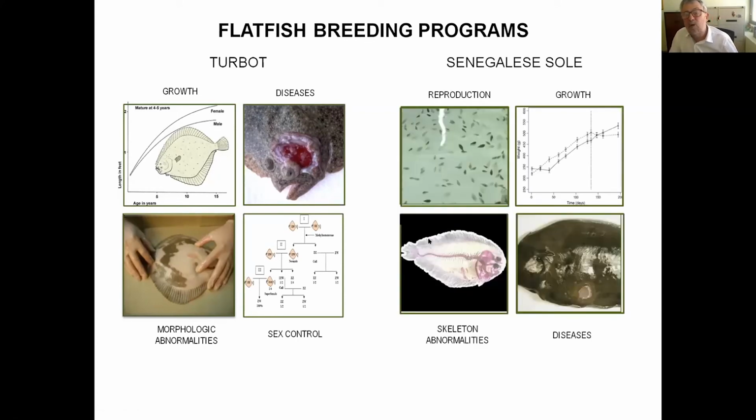Another species that is complementing turbot production nowadays, and that is increasing very quickly, is the Senegalese sole. The Senegalese sole has a big problem related to the reproduction of F1 males in comparison with the wild counterparts, which perform much better in aquaculture facilities. In addition, Senegalese sole has an important problem related to skeleton abnormalities, representing more than 20% of the production. So this is an important issue to be addressed in the future for improving Senegalese sole production.